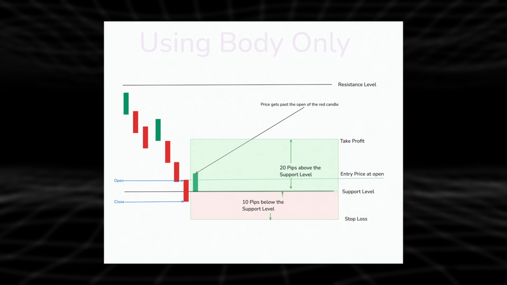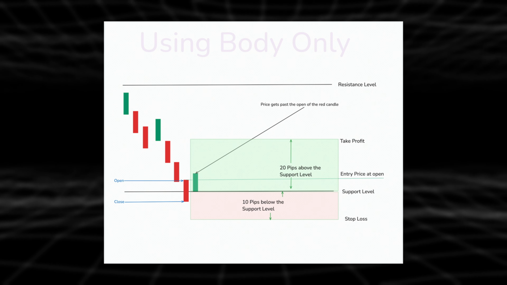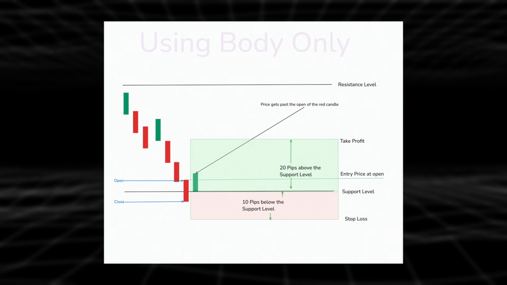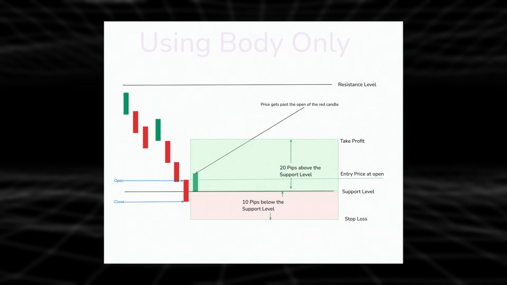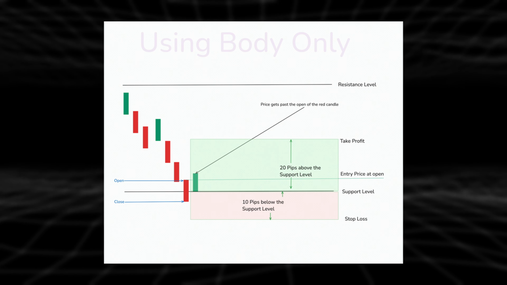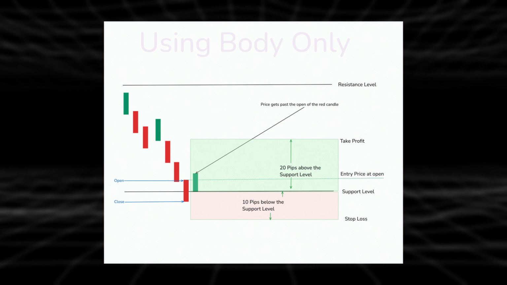Lastly, we have the entry price at the open, the take profit 20 pips from the support level, the stop loss 10 pips from the support, giving us a risk to reward ratio of 1:2. And here are the results for the inner, the outer, and both.